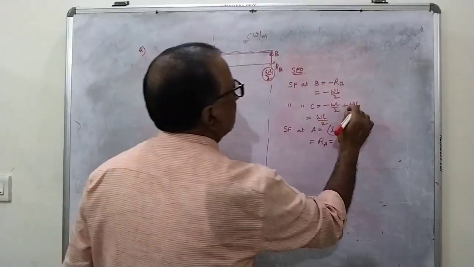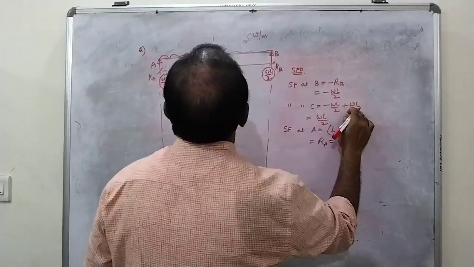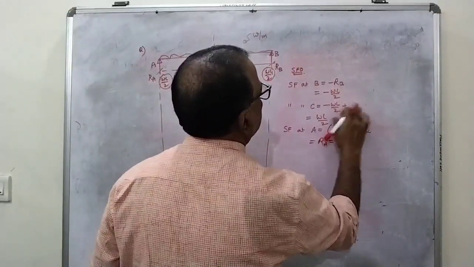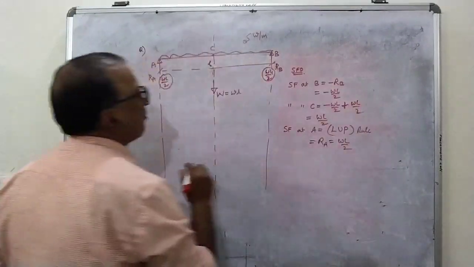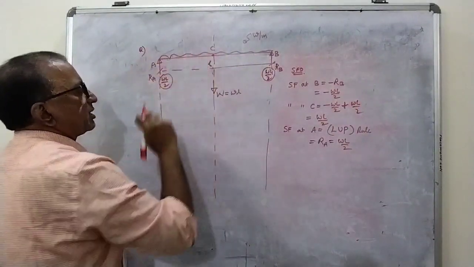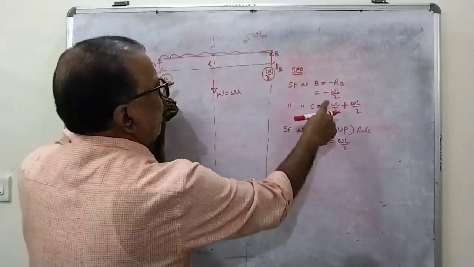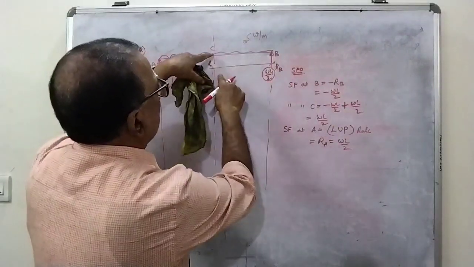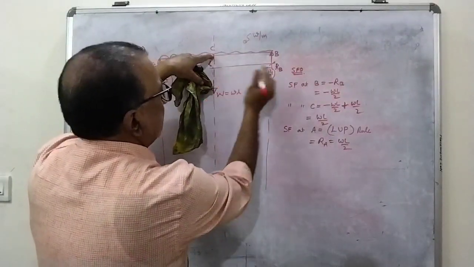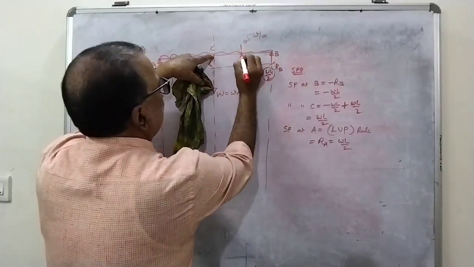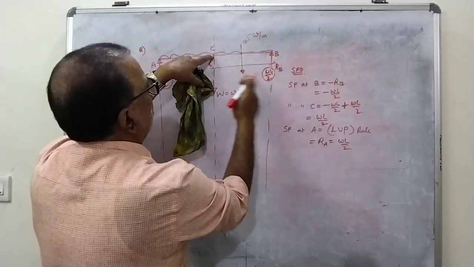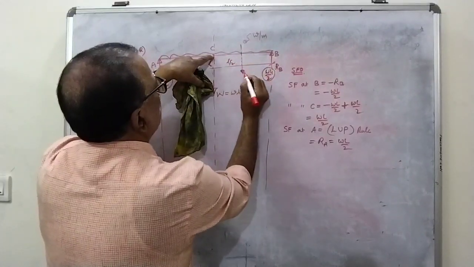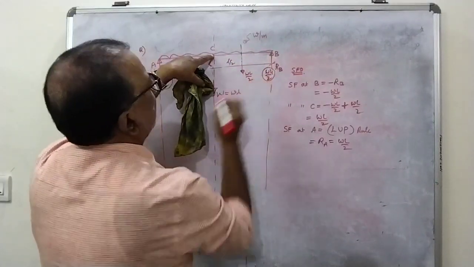Sir, here the total load, here it is plus wL by 2 minus wL. Why? At C it is plus wL by 2. At B it was minus wL by 2. When you come up to C, in between B and C, there is a load of, for 1 meter it is w. This is the length of L by 2. So your load will be wL by 2.